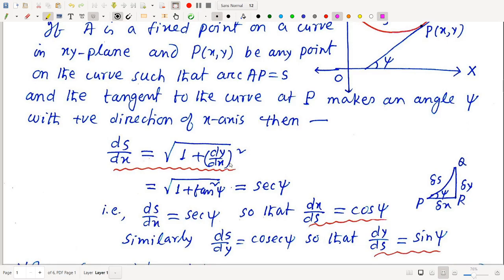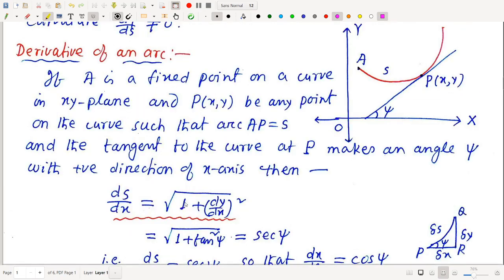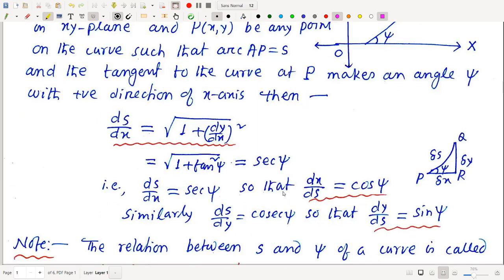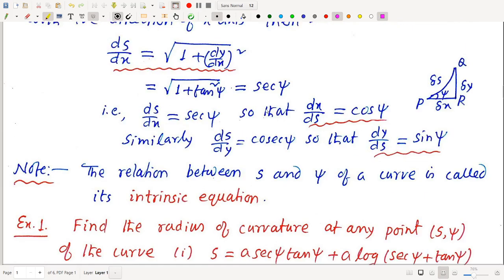What is dy by dx? We know tan psi is the slope of the tangent. This result also has a proof, but we are not proving it. ds by dx is root over 1 plus (dy by dx) square, and dy by dx is tan psi, so it is root over 1 plus tan square psi, which means sec psi. Thus ds by dx is sec psi, so that dx by ds becomes cos psi. Similarly, ds by dy is cosec psi, so that dy by ds is sin psi.